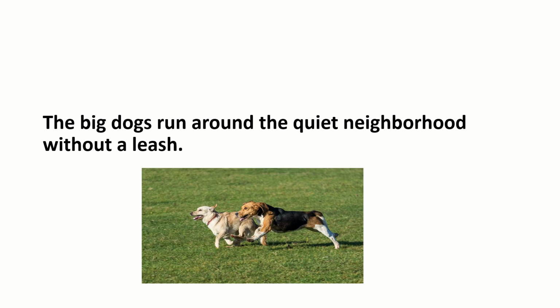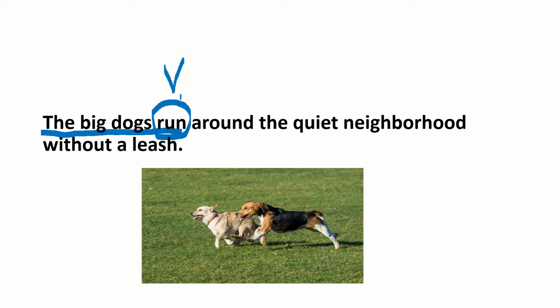The big dog ran around the quiet neighborhood without a leash. Okay, so let's ask our two questions about this sentence. First, what is the action in the sentence? So we have the big dog ran. Right there we see the action. The action word is ran. That is the verb.